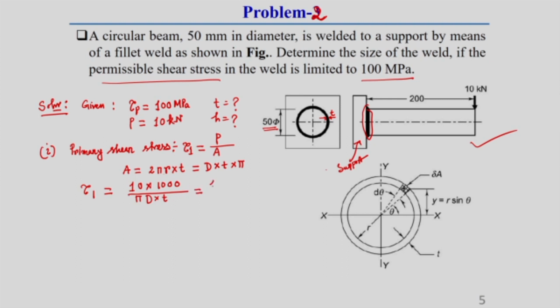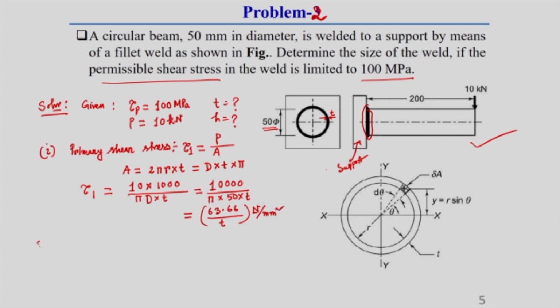So, here it will be 10,000 divided by pi into d, which is 50, into T. Its magnitude, and directly I am just putting, the value of this is equal to 63.66 divided by T. It is a shear stress, so its unit is Newton per millimeter square.